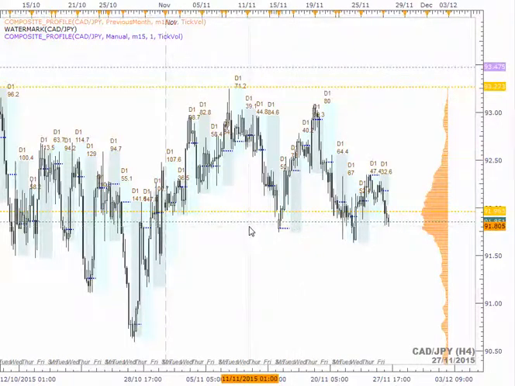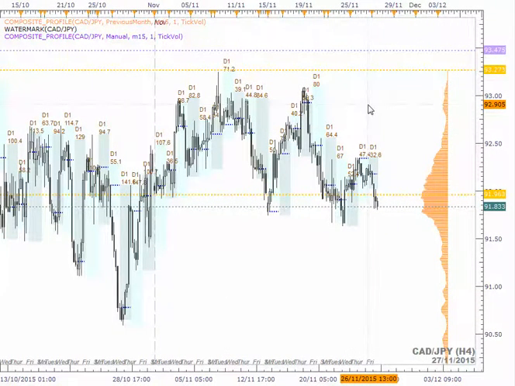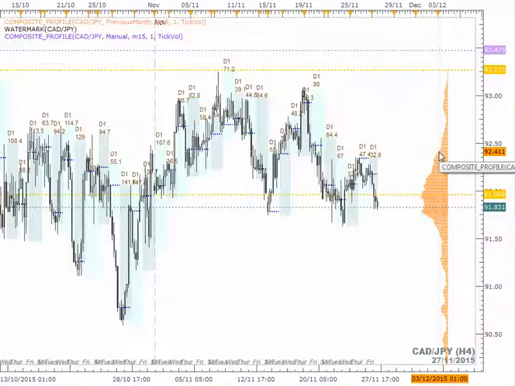In this video, I'm going to look at CADJPY using the 4-hour bars, and I want to review what happened this month of November against the previous month's volume profile. So this volume profile here in orange is the volume profile from October. It's the information that I would already have at the start of the month in November. And I want to measure how the CADJPY price levels were achieved this month against October's volume profile.